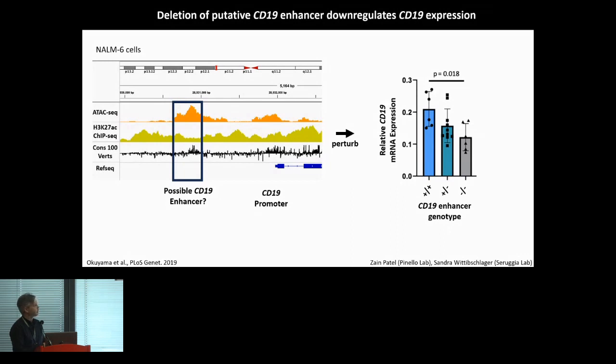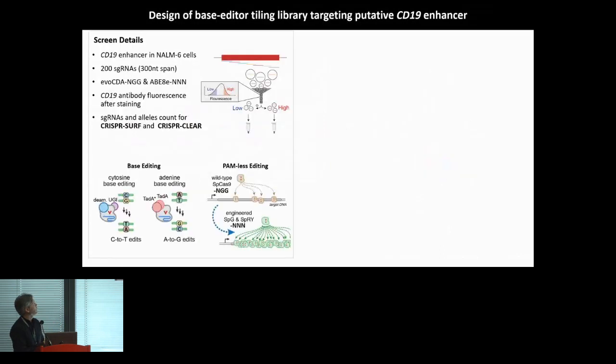And as you can see here, this is the normal, the wild type. If you delete one copy or two copies, you see a nice reduction. So we believe this is an enhancer for this gene. And then we designed our screen. So these are the details. We use, again, the CD19 enhancer. This is the region we are modifying.